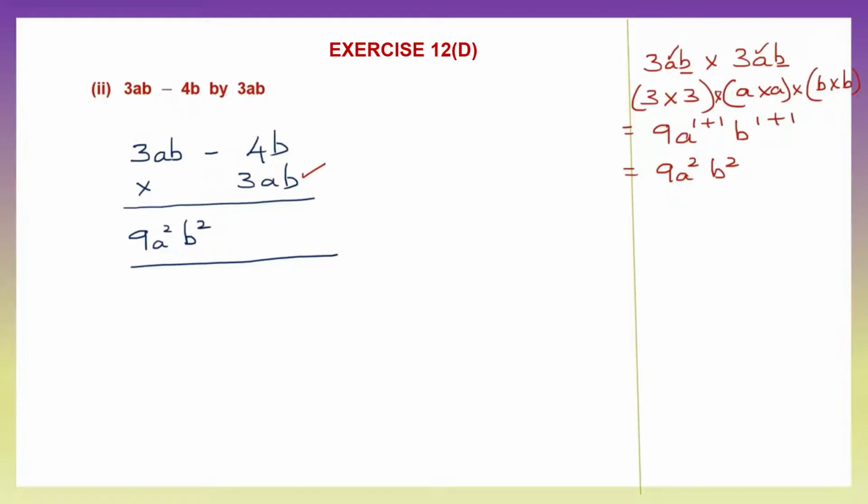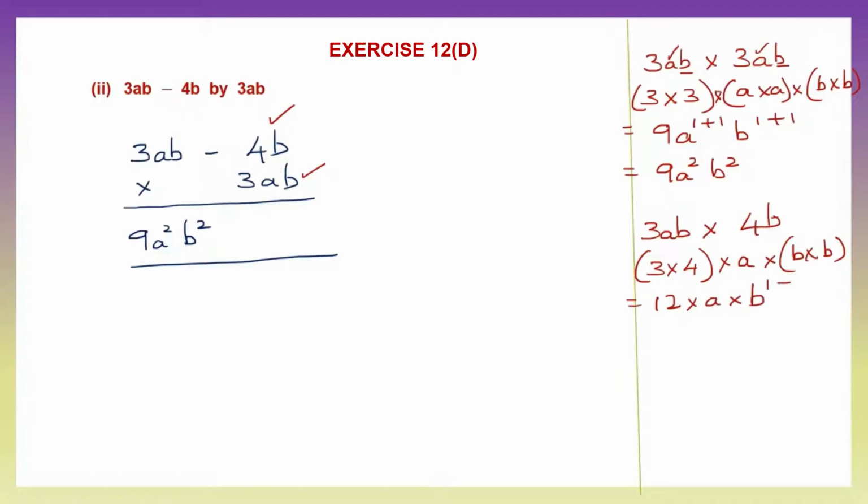Now we are going to multiply 3AB into 4B. So let's take that 3AB into 4B. So let's write the numbers first, 3 into 4, and then let's take the letters. We have only one A, and let's take B, B into B. 3 4s are 12 into A into B to the power of 1 plus 1, which is 12A and B square. 1 plus 1 is 2. So here the sign will be minus and the answer here is 12AB square.